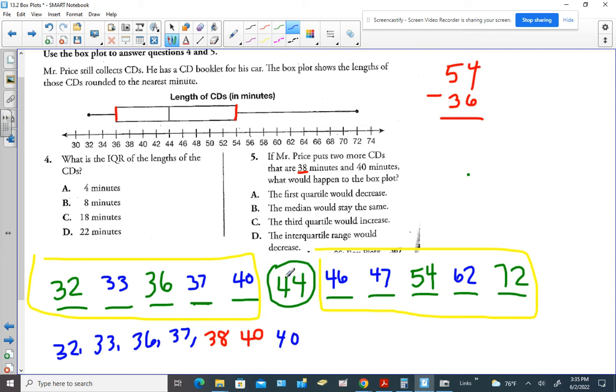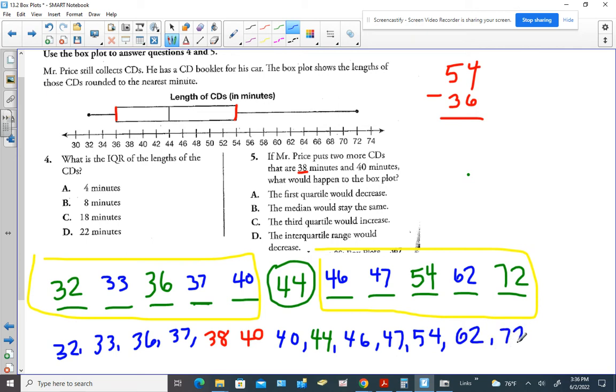And now we still have the 44, so let's write that in. I'll put it in green so remember that was the old median. And then we have the 46, the 47. So I'm just copying the numbers that I have here from before. The 54, the 62, and the 72.